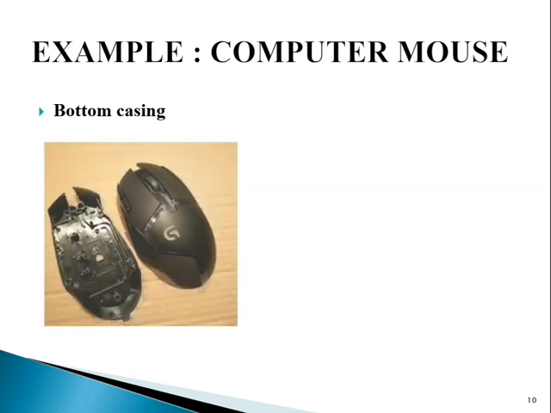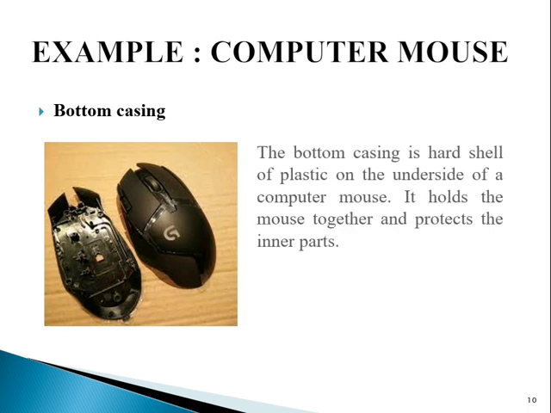Next is bottom casing. So firstly we have removed the top casing. Now this is the bottom casing. Okay, so you can see the bottom casing in the image. So the bottom casing is a hard shell of plastic on the underside of a computer mouse. It holds the mouse together and protects the inner parts. Okay, so this is a very simple concept.